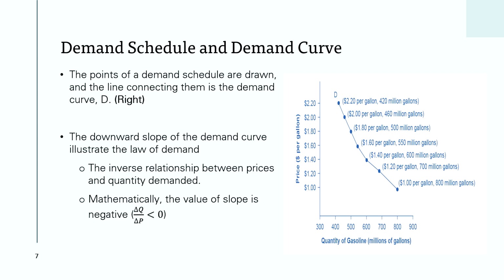Okay, the right graph shows a demand curve from the demand schedule. Each pair of price and quantity demanded becomes a point in price-quantity space. Connecting these points forms the demand curve. This helps visualize the inverse pattern. Higher prices correspond to lower quantities demanded, and lower prices correspond to higher quantities demanded.